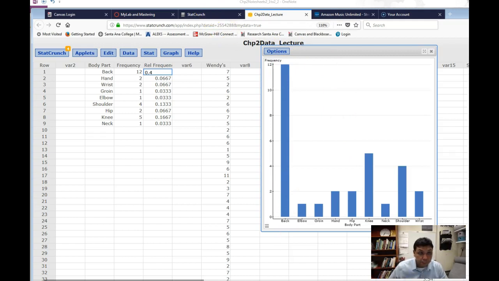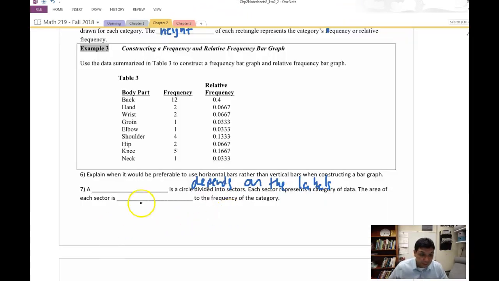And that's it there. The last thing for chapter 2.1 is what we call a pie chart. A pie graph, which we did if you took Math 83, is a circle divided into sectors. Each sector represents a category of data. The area of each sector is proportional to the frequency of the category.